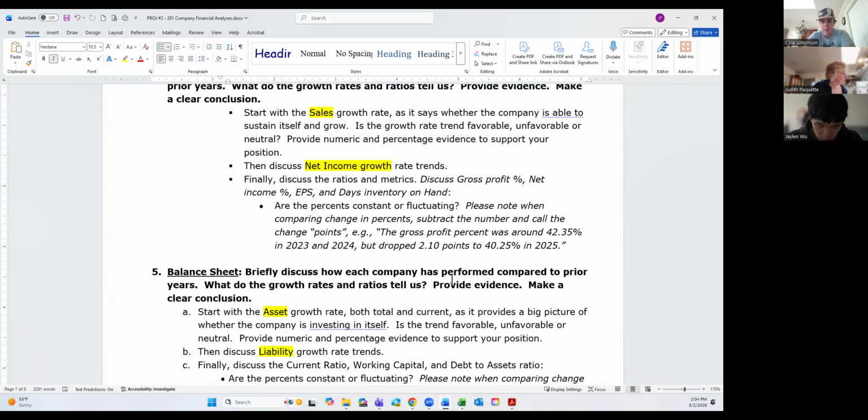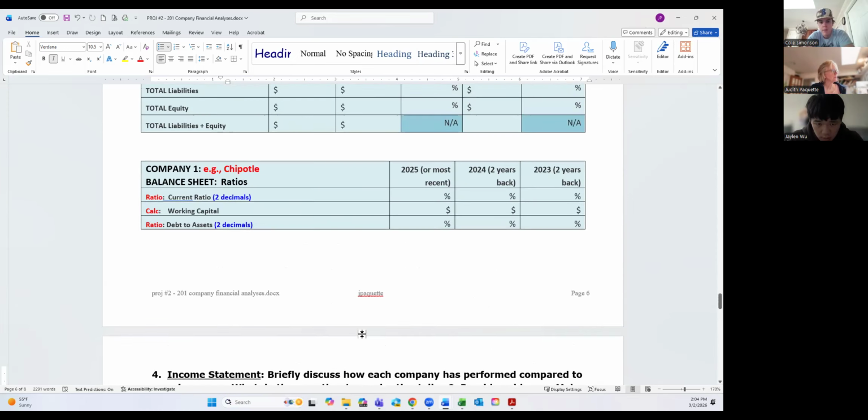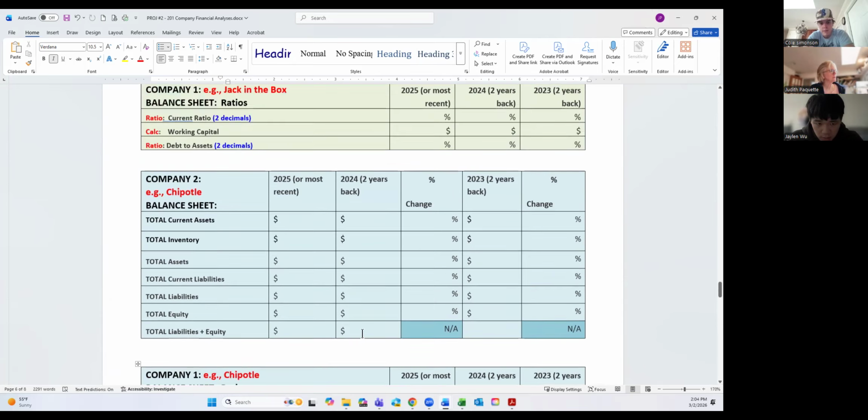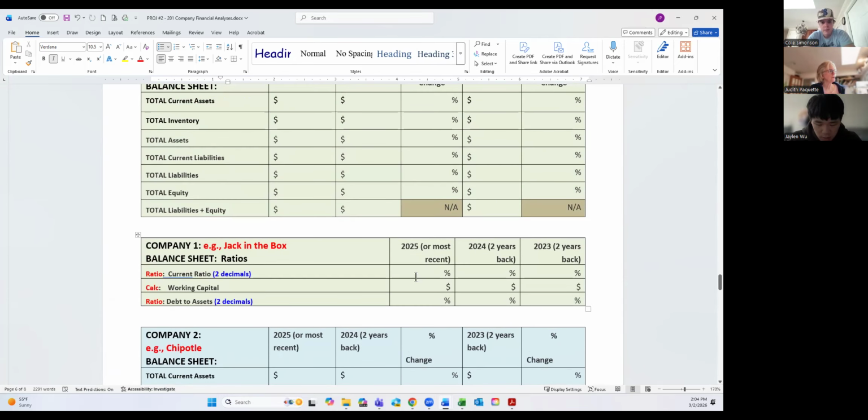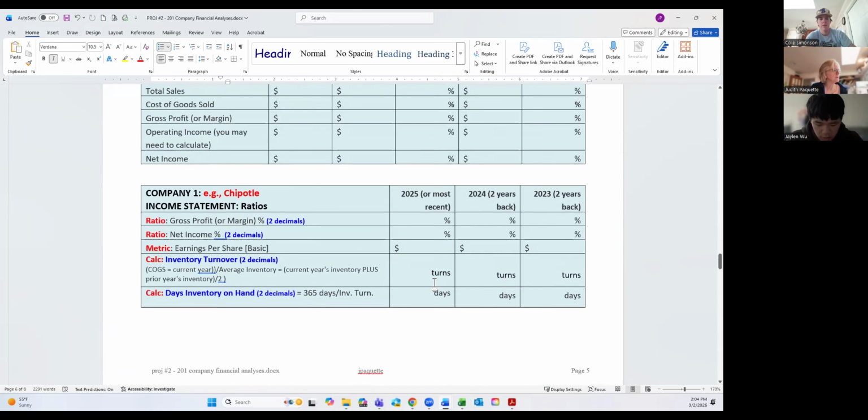Like, am I supposed to do that, or is that going too far into it? You're going to do that with sales and net income, but you're talking down here when you get into the ratios. So for the ratios, we don't show growth rates here. We just show the basics. So let's go to the income statement.